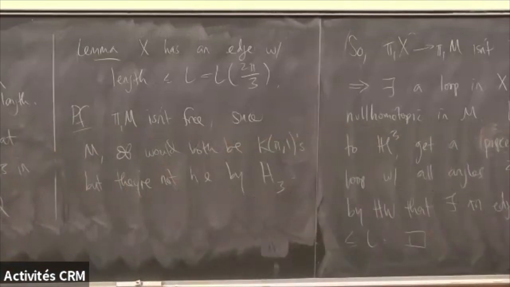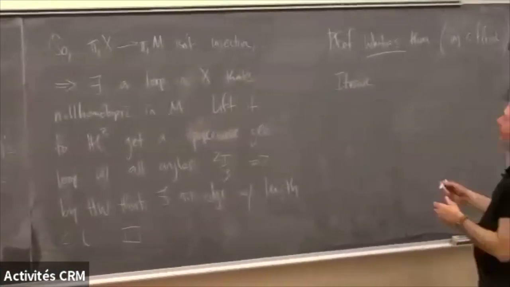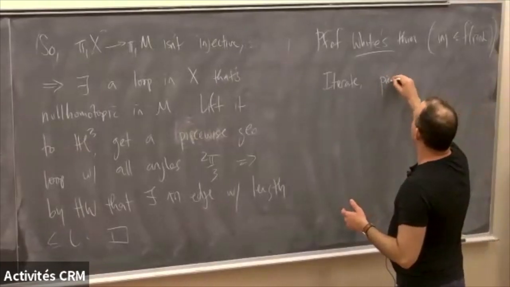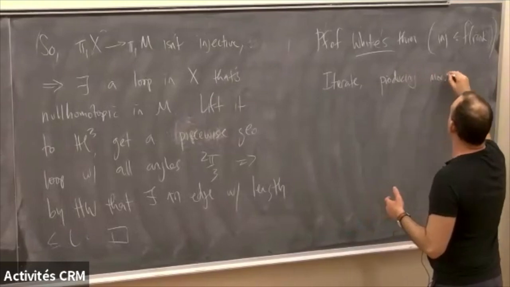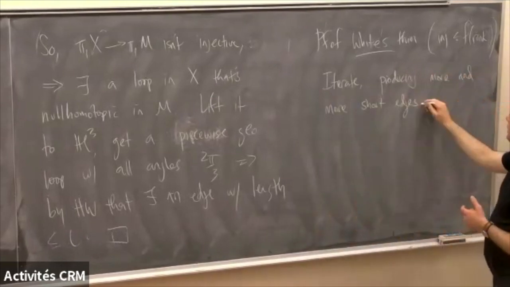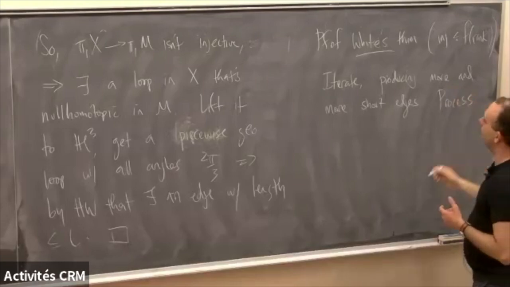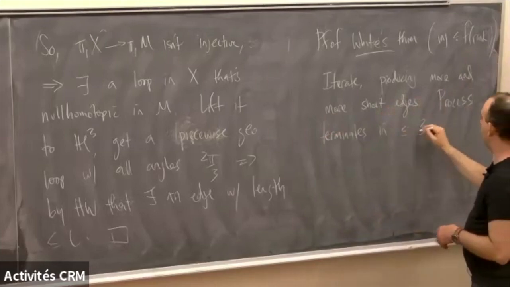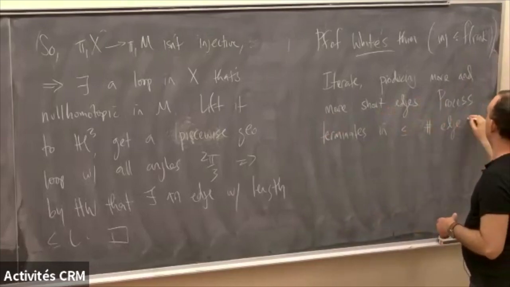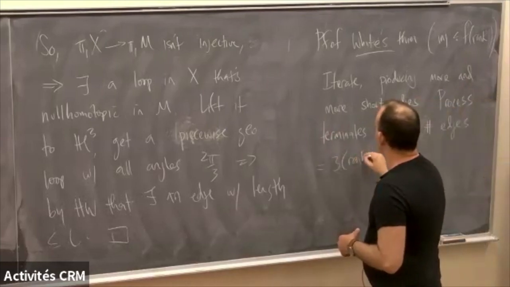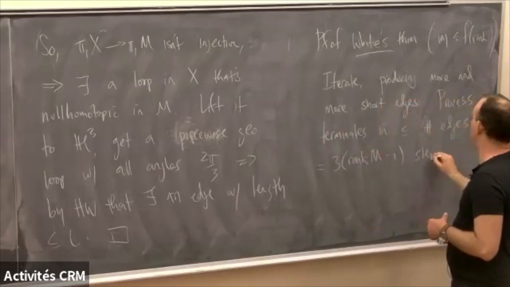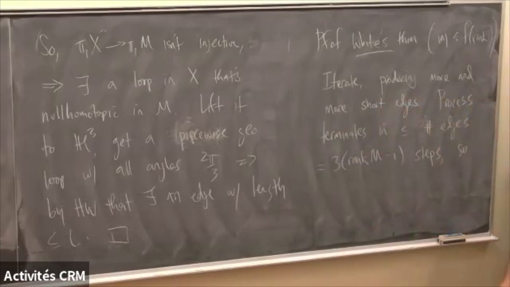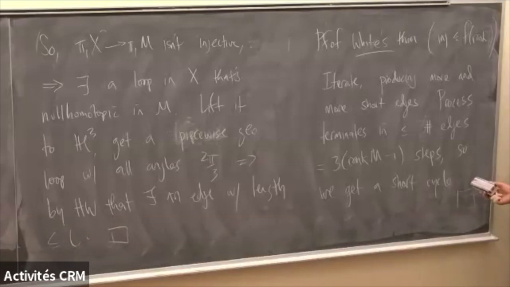Okay. Short gets a little longer each time. Right, so producing more and more short edges. But the process terminates in less than the number of edges steps, which is 3 times the rank, m-1 steps. So we're guaranteed a short cycle. This is not a complete proof, but that's the general flavor of the argument.